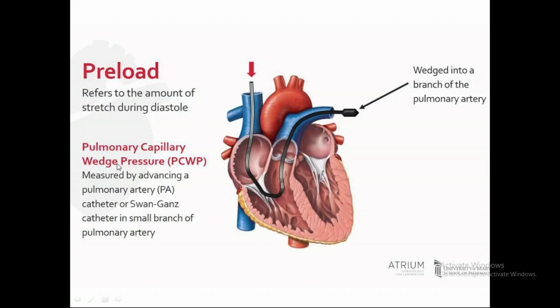This indirectly reflects the pressure of the left atrium. The catheter cannot go till the left atrium. It has to bypass the lungs for it. So this is a shortcut method. What we do is we wedge the branch of the pulmonary artery and we estimate the pressure of the left atrium, right? So in cardiogenic shock, the heart is not functioning. So there will be back pressure. The left atrium pressure will increase. This will lead to increased pulmonary capillary wedge pressure.